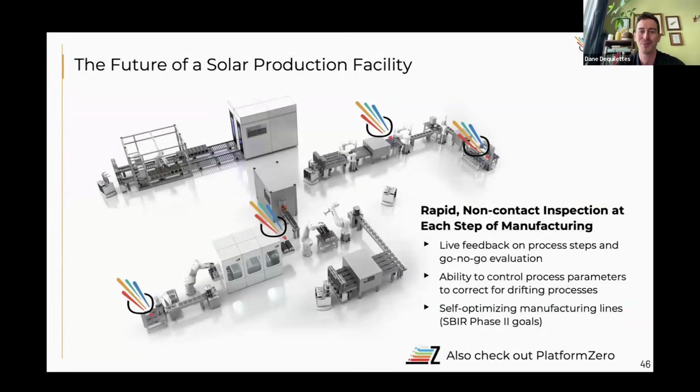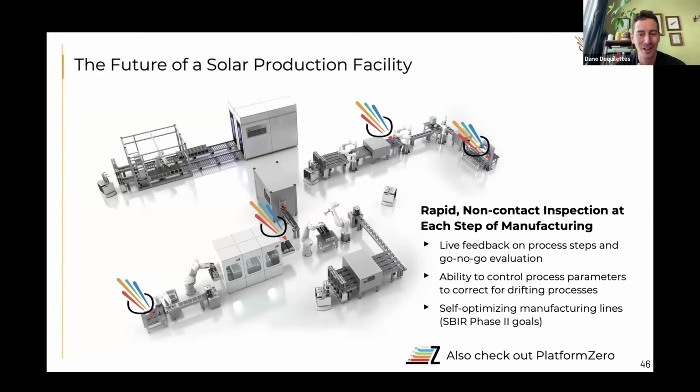So the future of a solar production facility, I think this is our big vision, is really to have rapid non-contact inspection at each step of manufacturing. There could be live feedback of process steps that would tell you whether this is a go or no-go evaluation, sort of a thresholding. The ability to control process parameters and correct for drifting processes in real time, and also have a self-optimizing manufacturing line. I'll just highlight that we were recently awarded SBIR Phase 2 to do a lot of this effort, and so are funded for the next few years to continue pushing this direction.